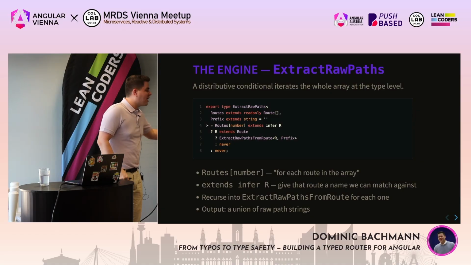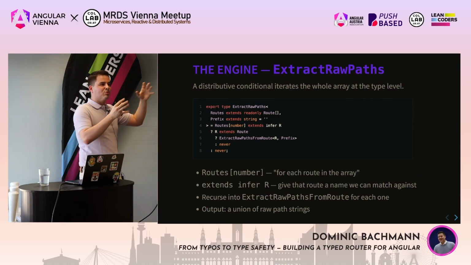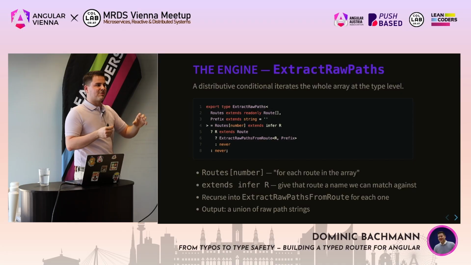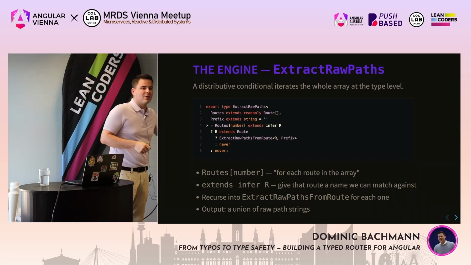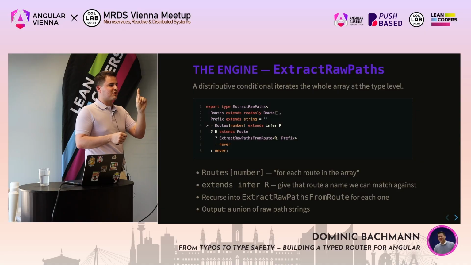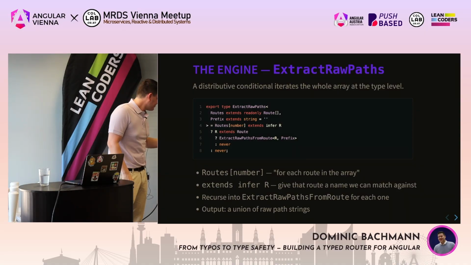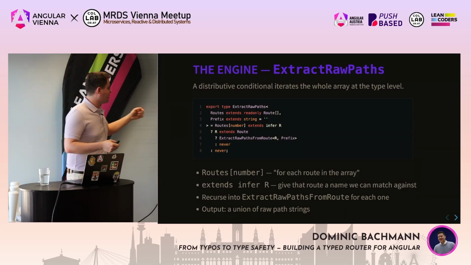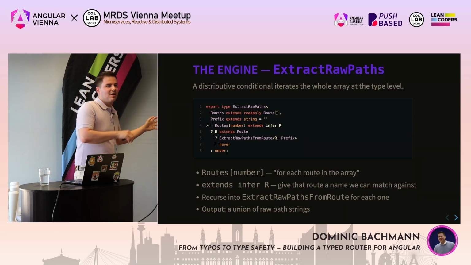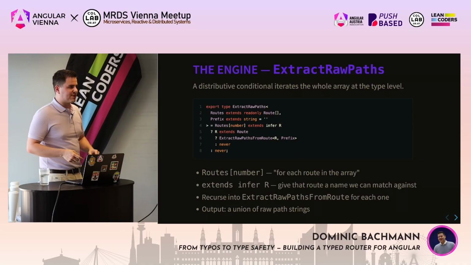What does that mean? With Routes[number], we have the union type of all the possible routes, the entries. And with extends infer R, it is now just one route, one of those route definitions. From there we can go further and have the next type, extract the route paths from the route. So now we go one level deeper. We were on the array, now we go down to the route itself.